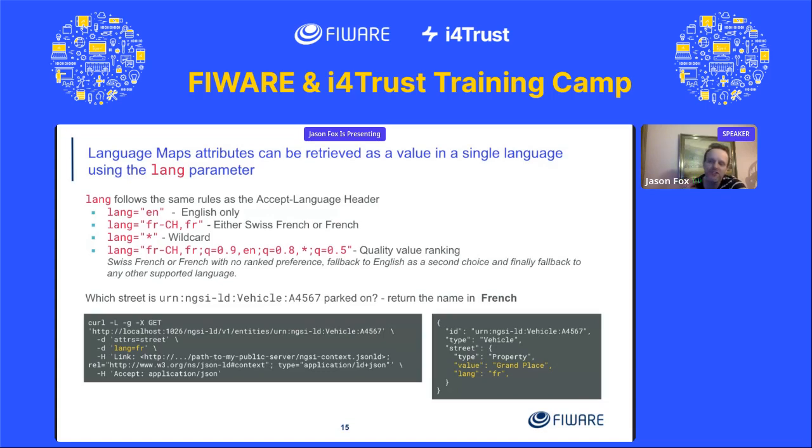However, if you do the same query and you ask for key values, it will just return Grand Place, which means that context brokers are able to speak French, basically. So by adding in a lang parameter to your GETs, you can say, give me the attribute which is set up as necessary.